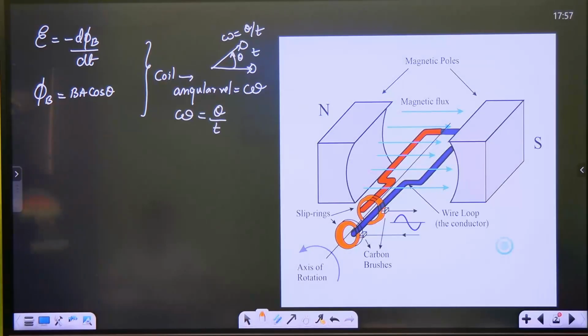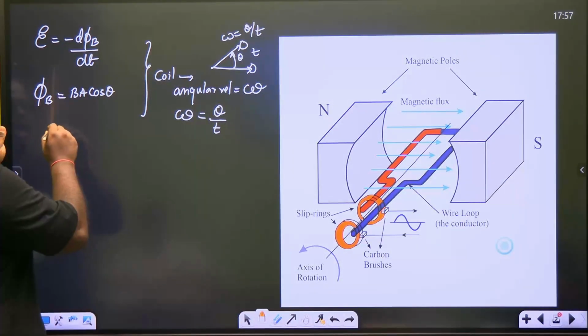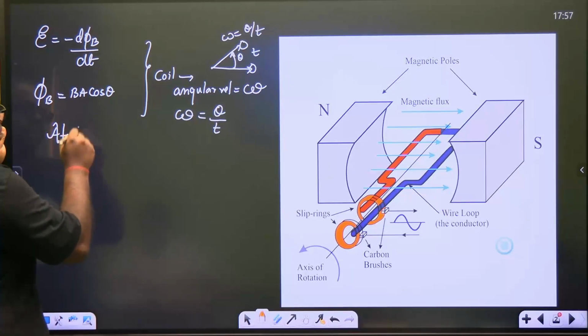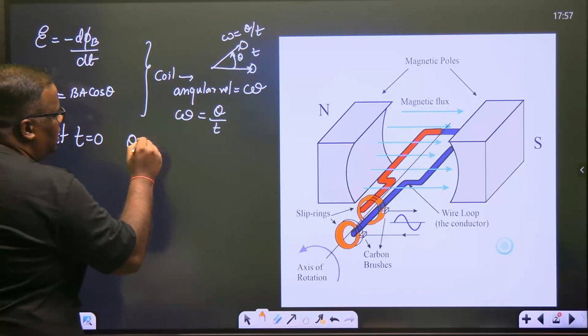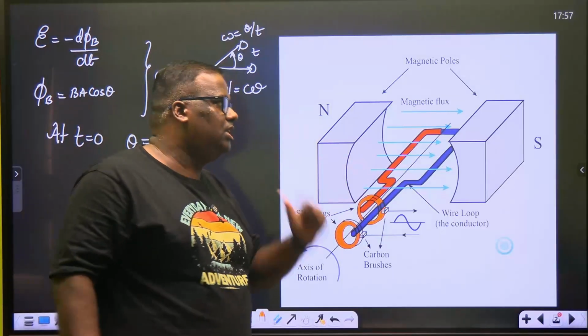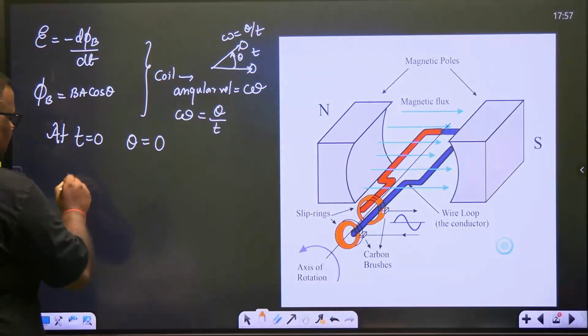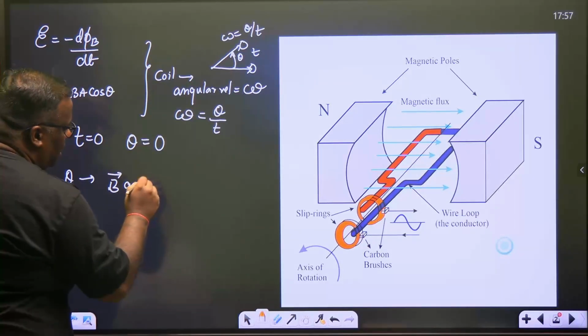So we now say, we have to have some assumption here. At t equal to 0, let us assume theta was equal to 0 degree. It's actually 0 radians. Okay, angular velocity you don't write in degrees, you write in radians. When t was 0, that means theta was 0. Now what is theta? Theta is the angle between what? The B vector and A vector.